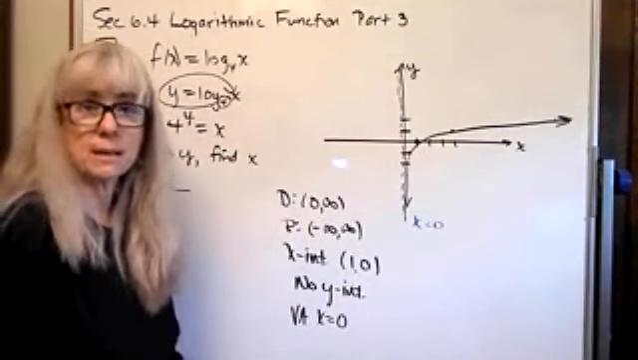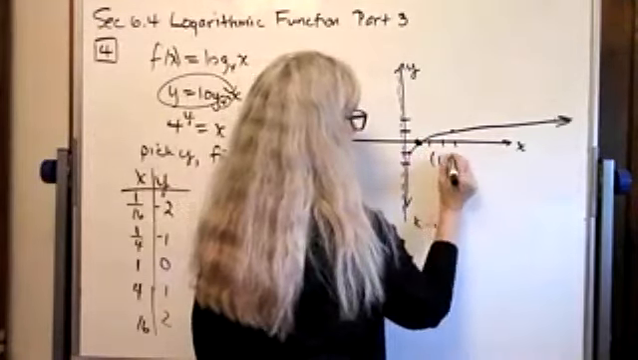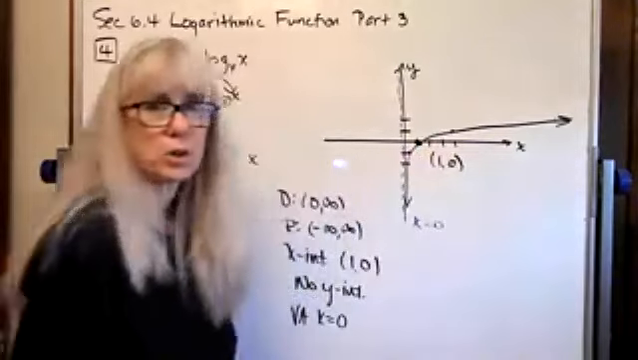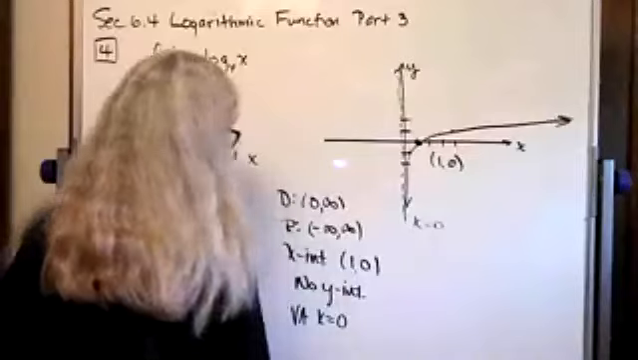Okay, so there's a typical graph, and this is the key point: the point (1, 0) and that asymptote are what you're going to shift. So in the next example, we're going to do a transformation in order to graph this.